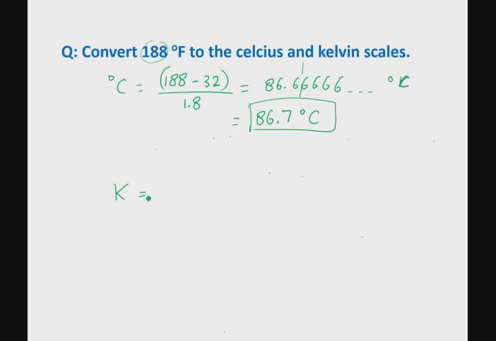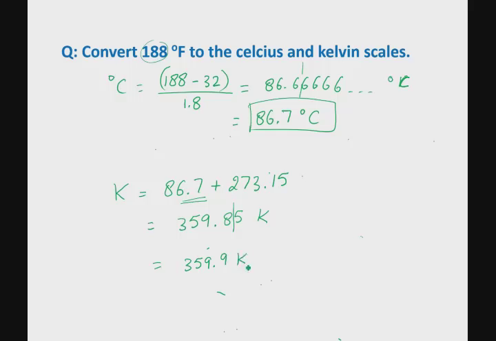Kelvin temperature can be obtained by adding 273.15 to the degree Celsius. When you add the two, we get 359.85 Kelvin. And as we decided before, this time we'll account for decimal places of the temperature being converted. Since the temperature being converted is in 1 decimal place, we will round this also to 1 decimal place, making it 359.9 Kelvin.